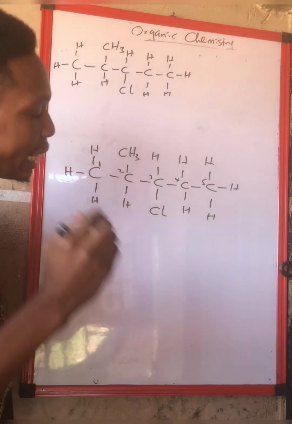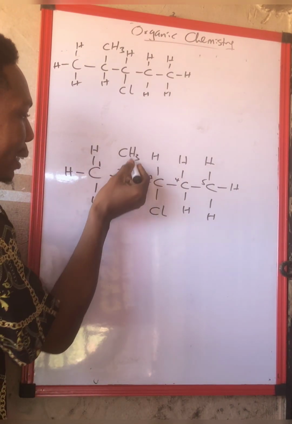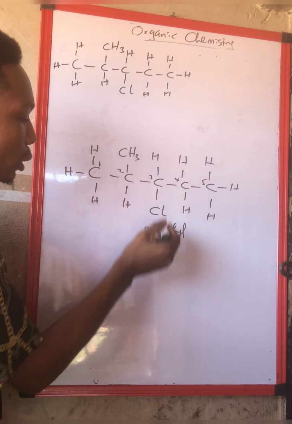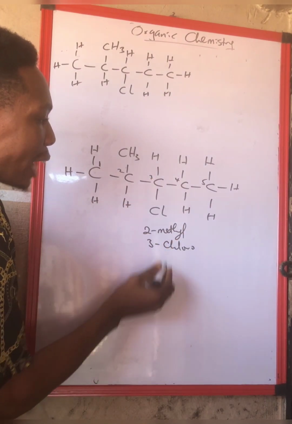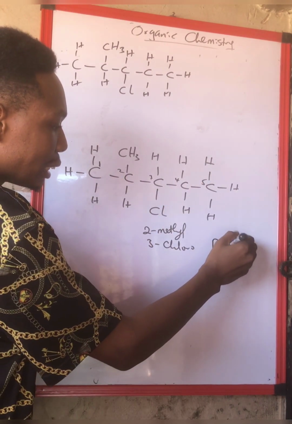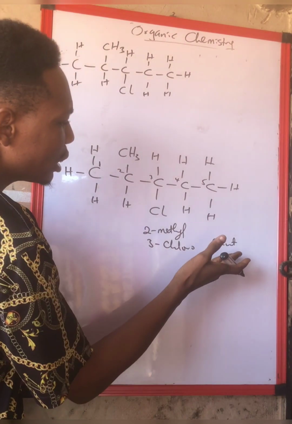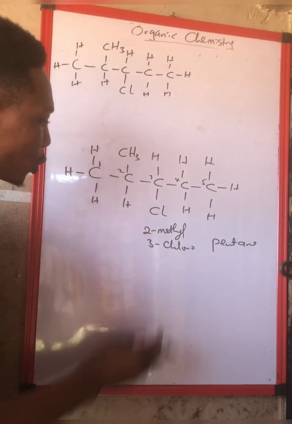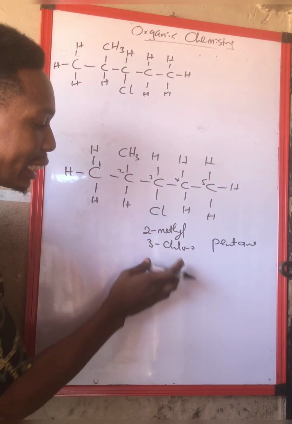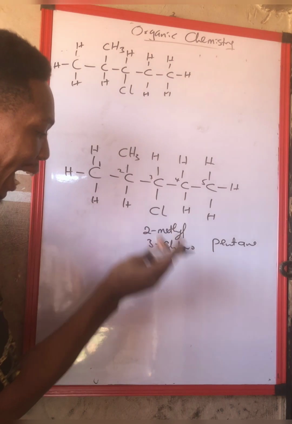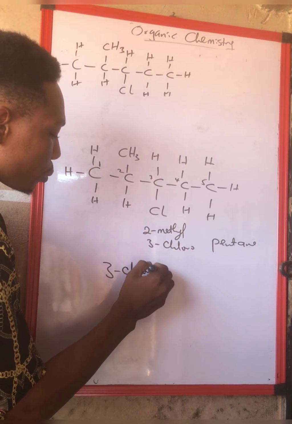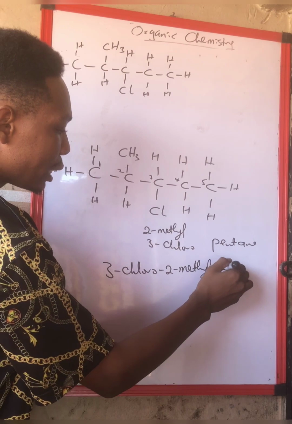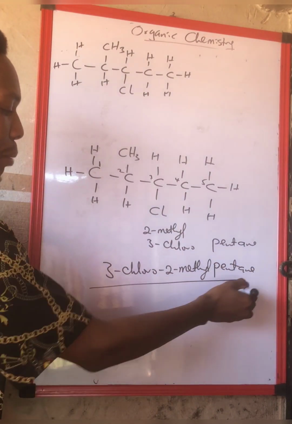So from there, I will now indicate the position of each of the substituents. My methyl is found in carbon 2, which is 2-methyl. Then my chloro is found in carbon 3, which is 3-chloro. And the parent chain, which is 5, five carbon is called pent. And since it's alkane, it's called pentane. Now, to join everything together, between C and M, which one comes first alphabetically? C comes first. So you name your chloro first before methyl. So it becomes 3-chloro-2-methylpentane, and that is the name of that compound.